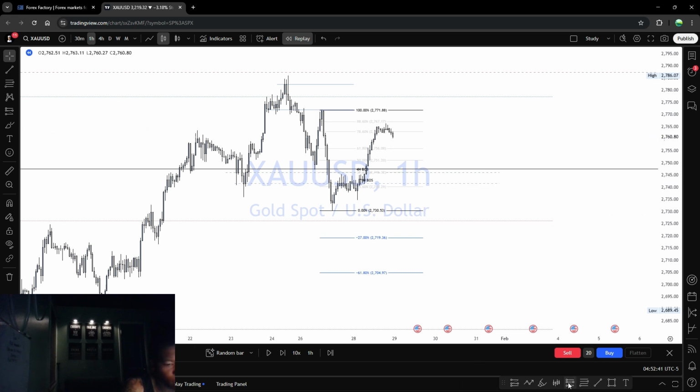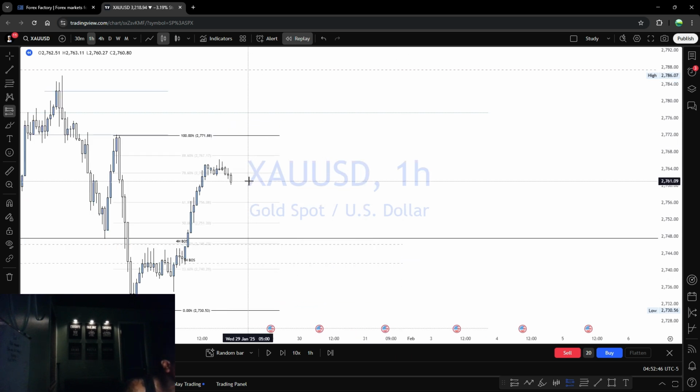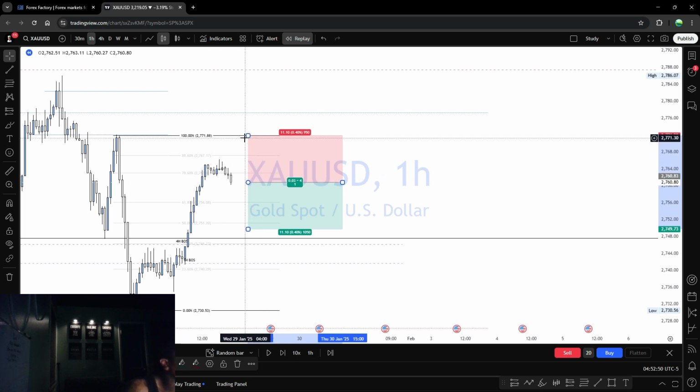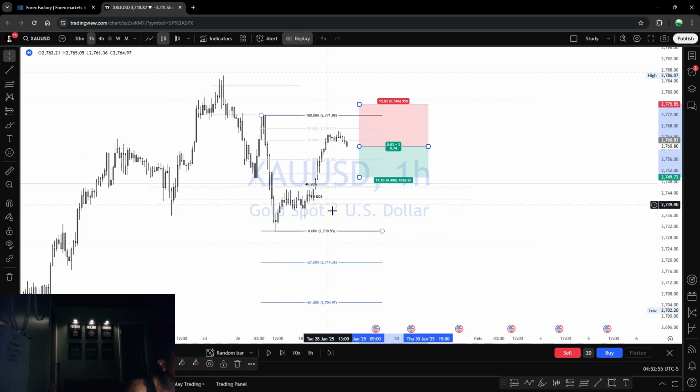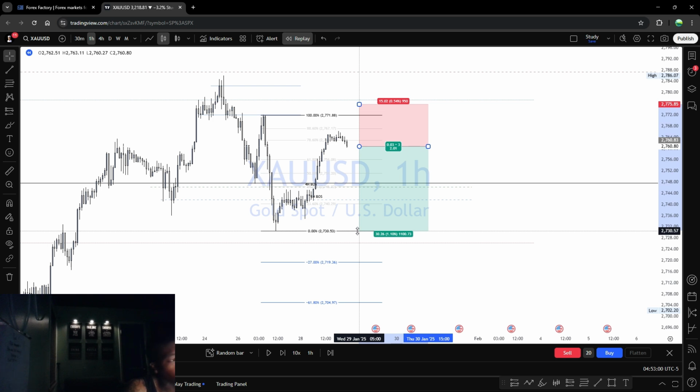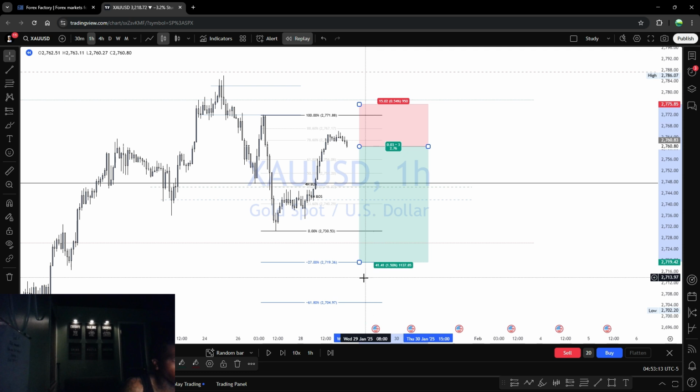Let me see something. If I'm to get in here at this point, see this is the low. And let's just say we place our stop loss above this high here, and we target the low. That gives us a 220. If we target at negative 27, it gives us almost 360. I think that, for me personally, it could go there.